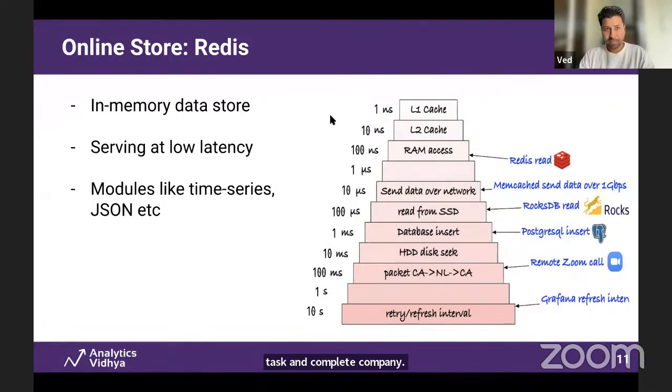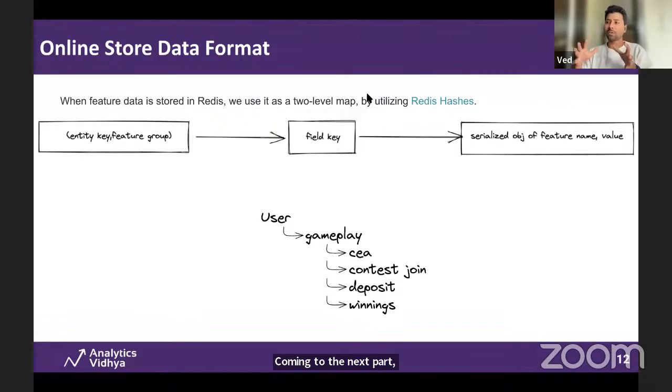Coming to the next part, we are using Redis as the online store. A very important part here is how Redis will store that data. There is a specific format used by multiple other feature platforms across the world, and that is Redis hashes. If you read more about Redis, you can come to know what Redis hashes are. Redis hashes is nothing but a two-key-level map. It's kind of a dictionary basically.